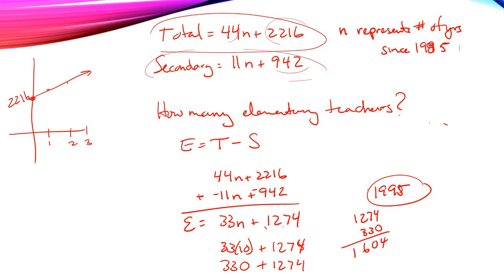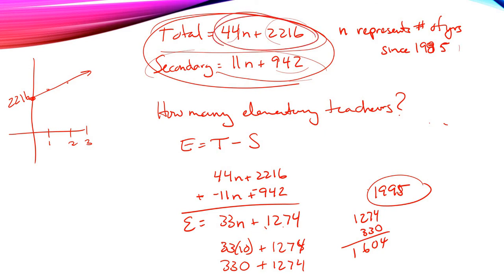Okay? So again, given two models, we should be able to subtract the difference. It's important that you understand what this means, that when you're told that n represents the number of years since 1985, you know that this is your slope going up 44 each year, and that this is your initial starting point. How many teachers were there when we started in 1985? Okay, and that's it.